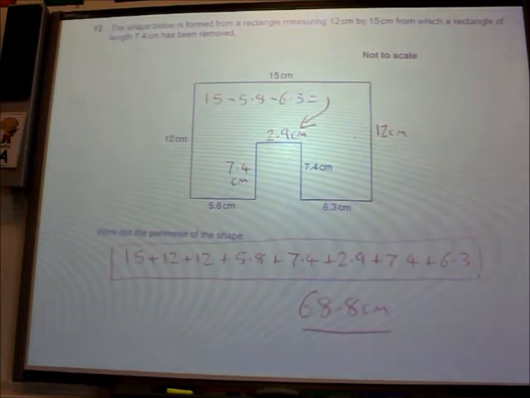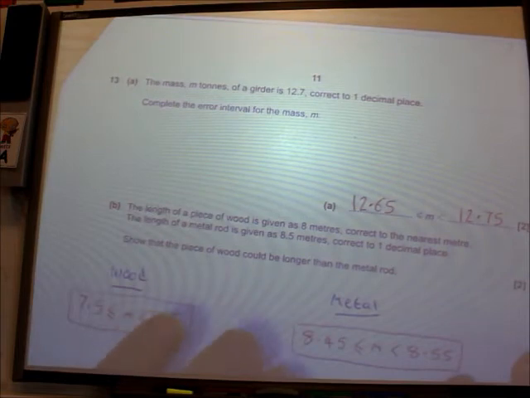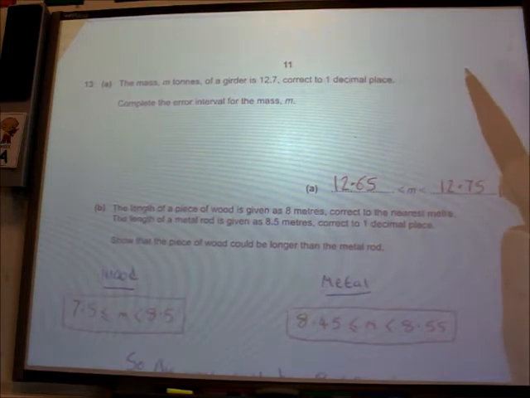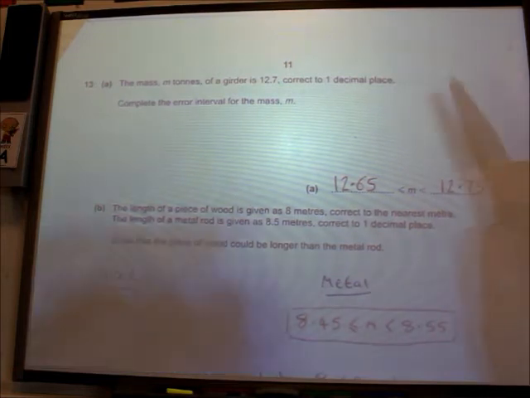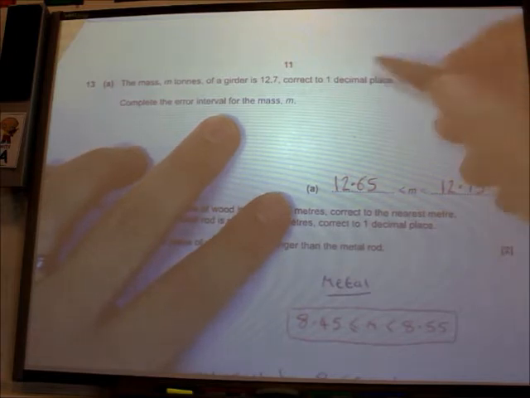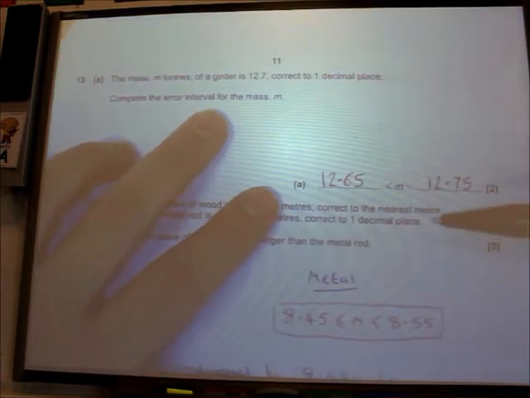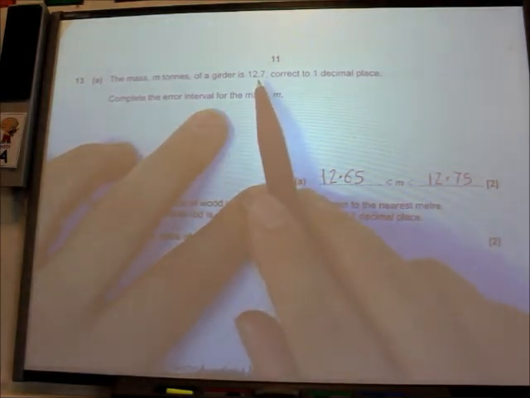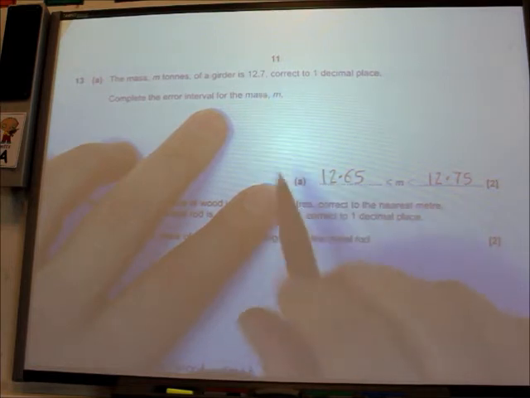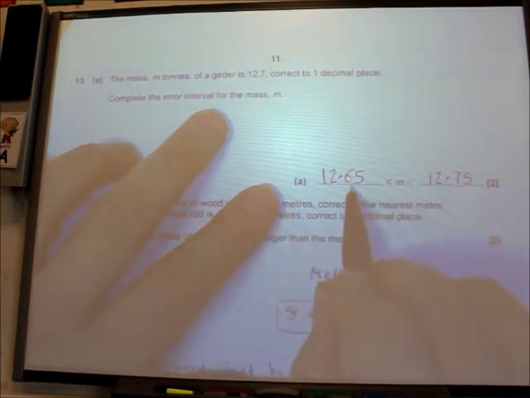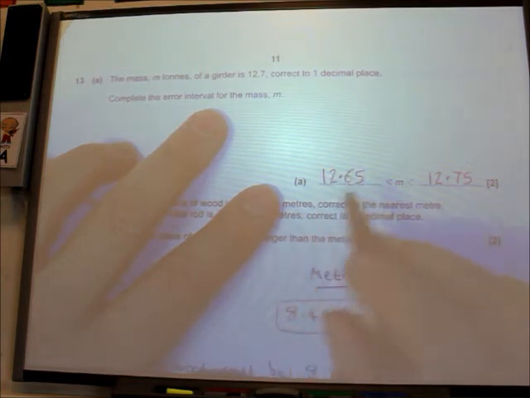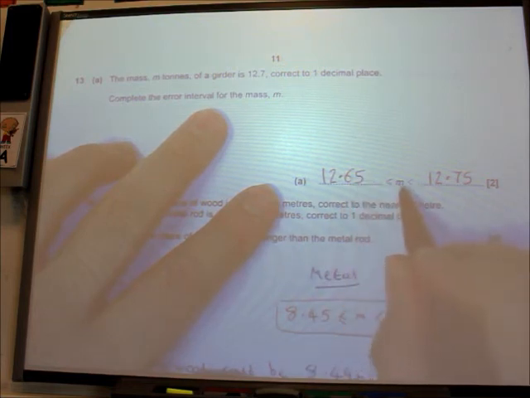Fairly straightforward. Question 13. The mass, which is M, of a girder is 12.7, correct to 1 decimal place. Complete the error interval. So that means if it's been rounded to 1 decimal place, what's the smallest it could be? So basically, what's the smallest number that we round up to 12.7? And the answer to that is 12.65. That would round to 12.7. There is nothing lower than that. That would still round to 12.7.